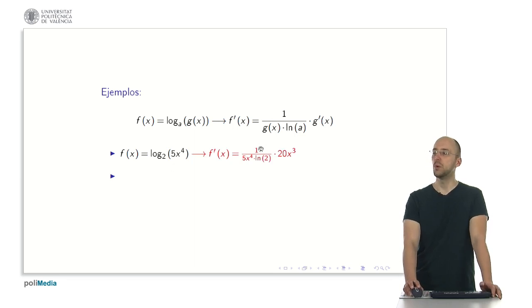The expression inside the parentheses becomes the denominator. We then multiply it by the natural logarithm of the base, which in this case is 2. And finally, we multiply it by the derivative of what was inside the parentheses. Do you see it? 5x to the 4th.